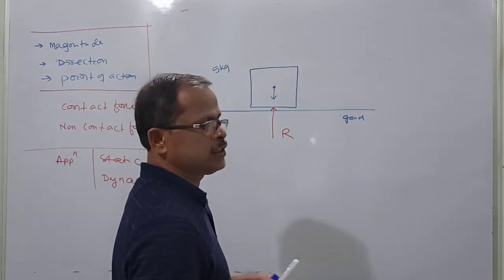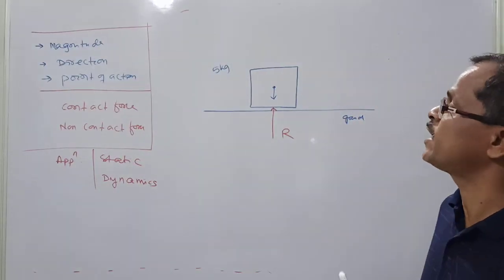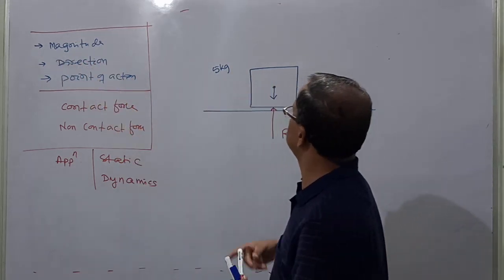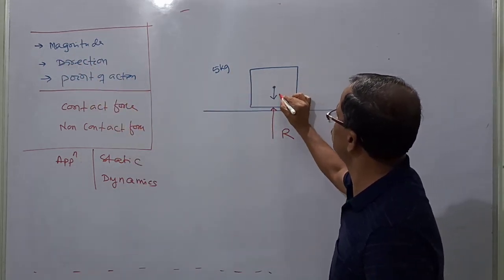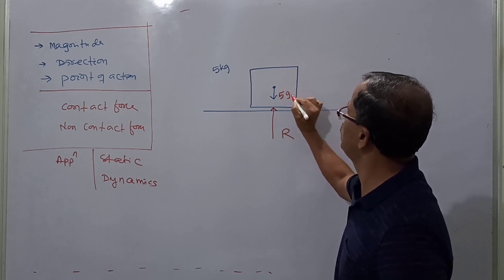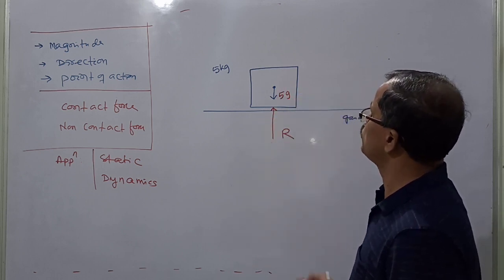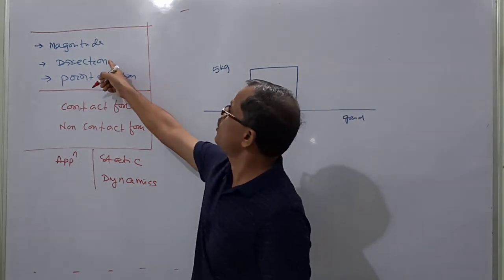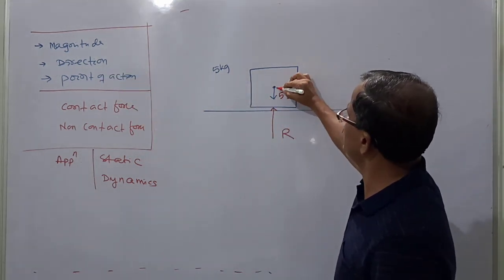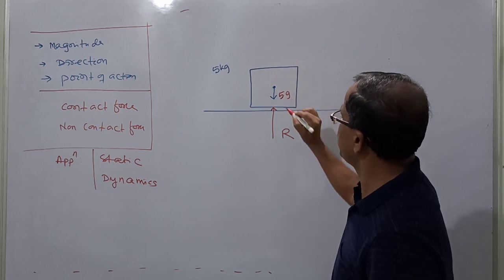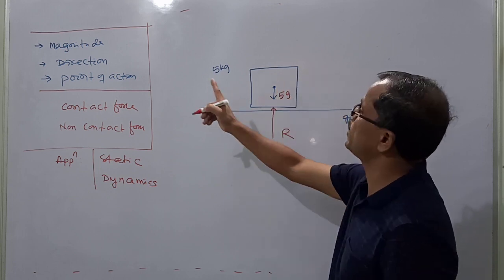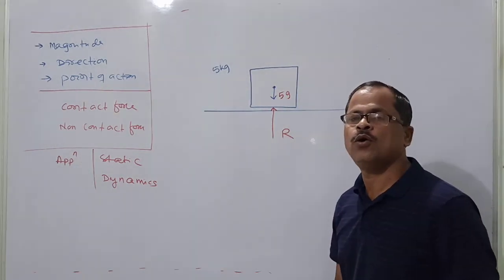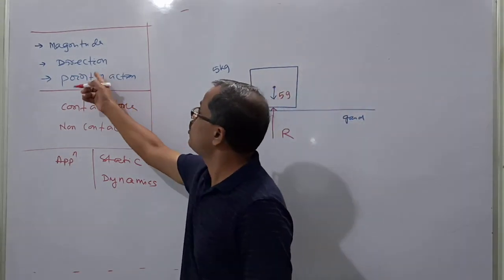Now come to the points I have discussed. A force is defined by its magnitude. I have shown the magnitude, which is equal to 5g. Then the reaction: if it is balanced, the reaction is also 5g. Second, the direction of the force. The weight acts at the CG downward and the reaction is upward. So the weight is always vertically downward and the reaction is always upward. Then third, the point of action.